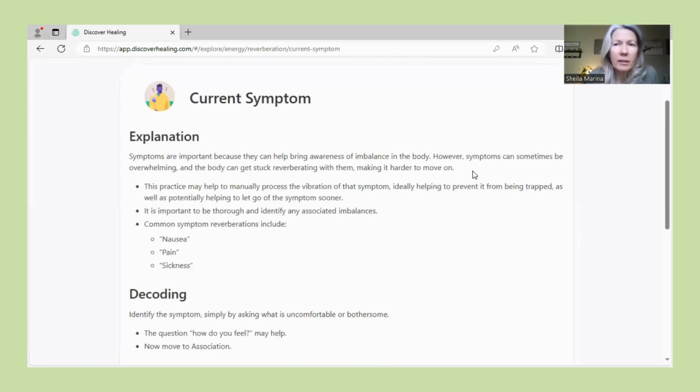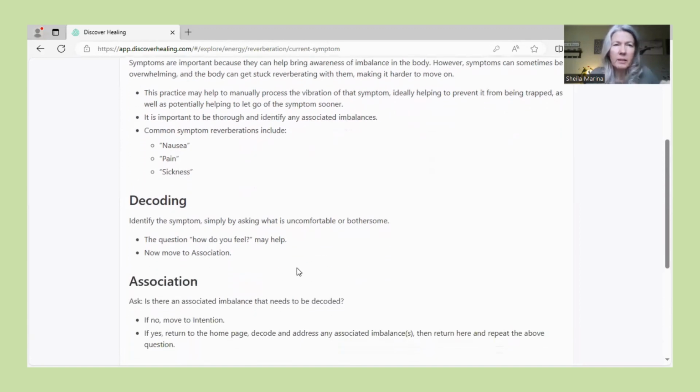And symptoms can sometimes be overwhelming and get stuck reverberating inside the body. So the practice may help to manually process the vibration of that symptom, which is helping to prevent it from being trapped, as well as potentially helping to let go of the symptom sooner. So it's important to be thorough and identify any associated imbalance.